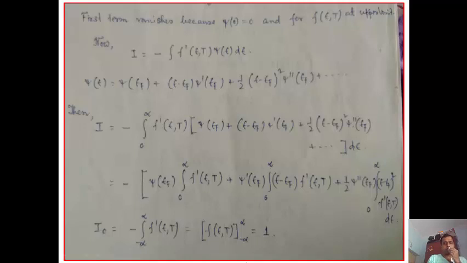I0 equals minus integral from minus infinity to plus infinity of f prime (epsilon, T), instead of 0 to infinity. As the function does not exist beyond the 0 value, we can extend the limit arbitrarily down to minus infinity. So the total integration of a distribution function, the total distribution function, equals 1, so the integration comes out as 1.